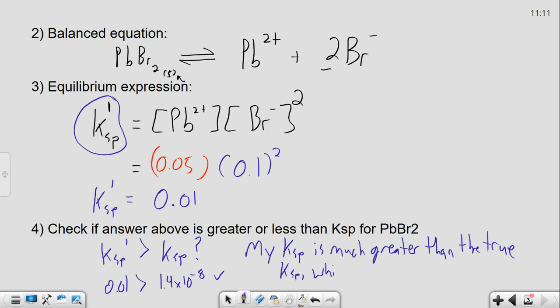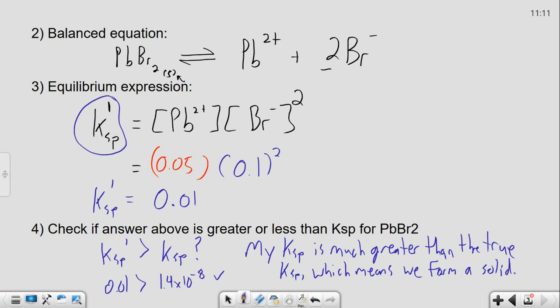And what does this mean? Well, if my KSP prime is bigger, we are going to form a solid. We're going to have a precipitate here. We're going to have something drop out. If my KSP prime was smaller than the true KSP, it means all of it would dissolve. It means there's not enough in there to actually keep something solid, and it would all dissolve into the solution. But because my KSP prime is much greater than the actual KSP, we form a solid.